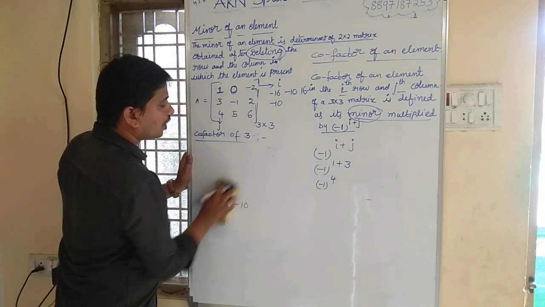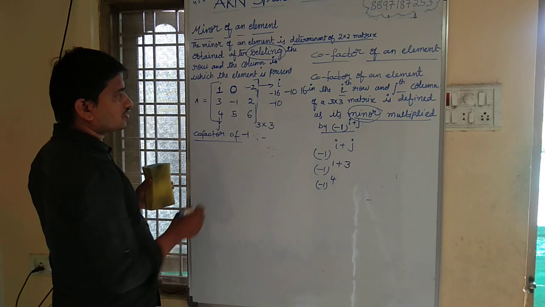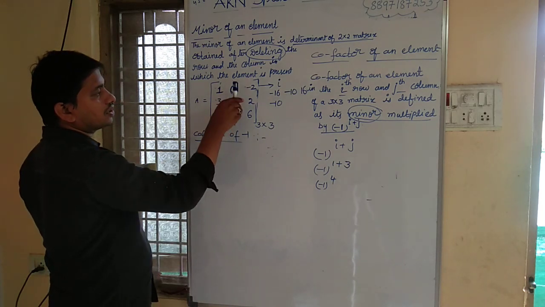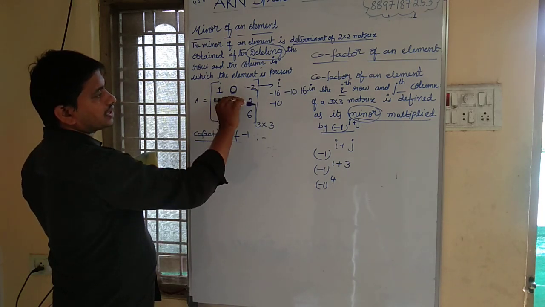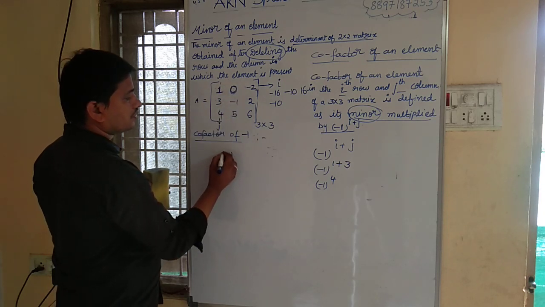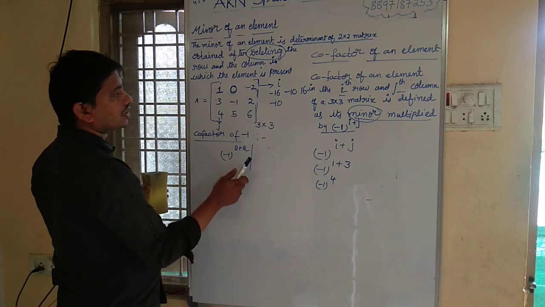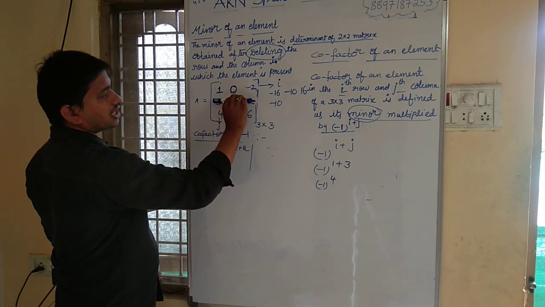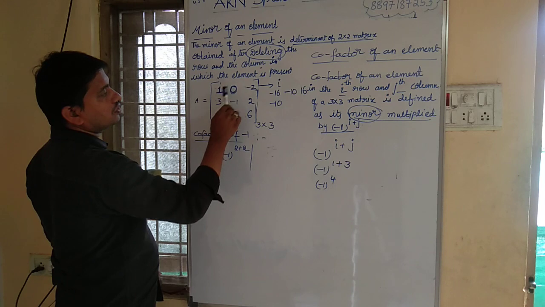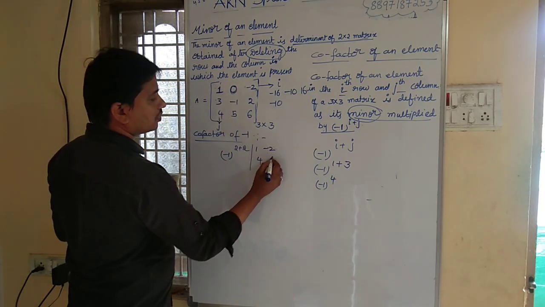Now, how to find cofactor of minus 1? Minus 1 is in second row, second column, right? Minus 1 to the power, second row, second column, and whose minor? That corresponding row, corresponding column you remove. 1 minus 2, 4, 6.